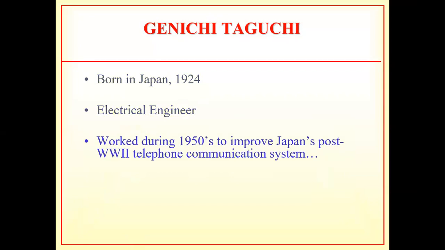So before we go to the topic, let us know who Genichi Taguchi was. He was born in Japan in 1924. He was an electrical engineer. He worked during 1950 to improve Japan's post-World War II telephone system. Actually, being an electrical engineer, he was employed in the telephone communication system.